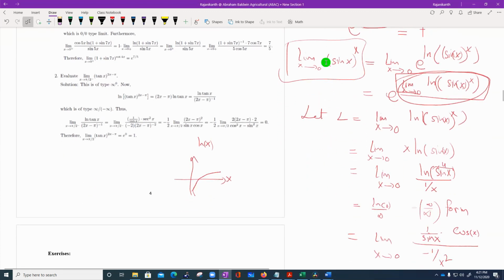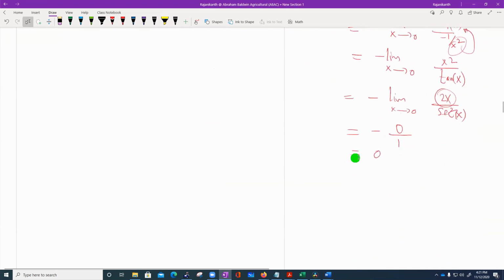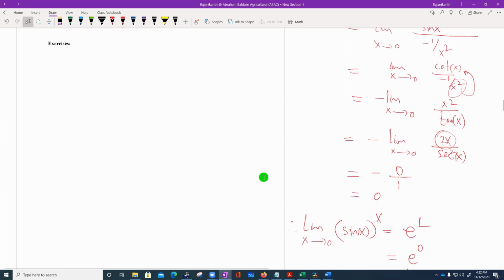So the actual problem can be written as e to the power of the limit of that. The limit of that is now 0, we got. Therefore, the final answer is simply e to the power L. Therefore, the final answer, the limit as x goes to 0 of sine x to the power x, is nothing but e to the power L. But now L is 0, so e to the 0, which is 1. You see now? So that's what L'Hopital's rule says.